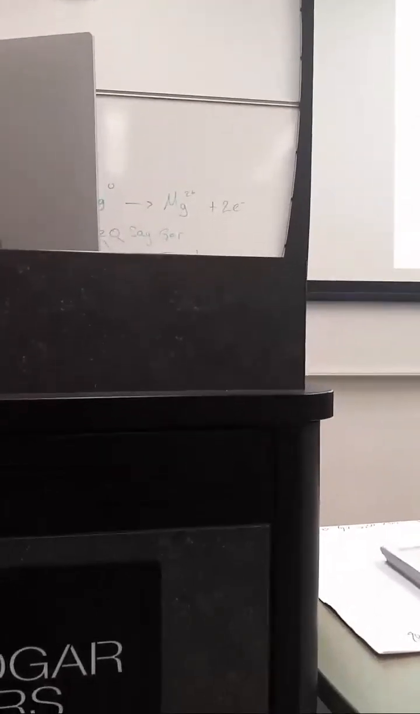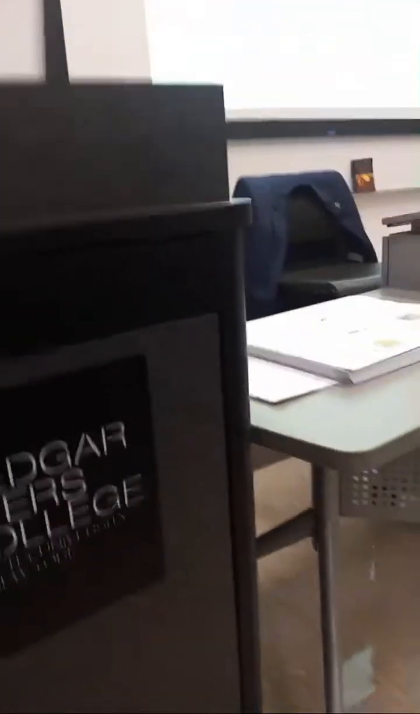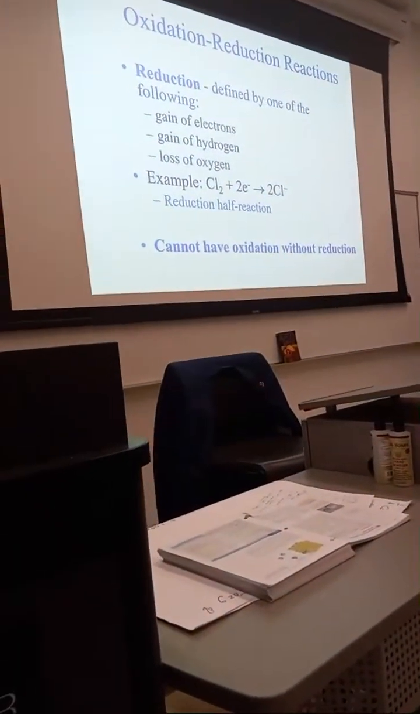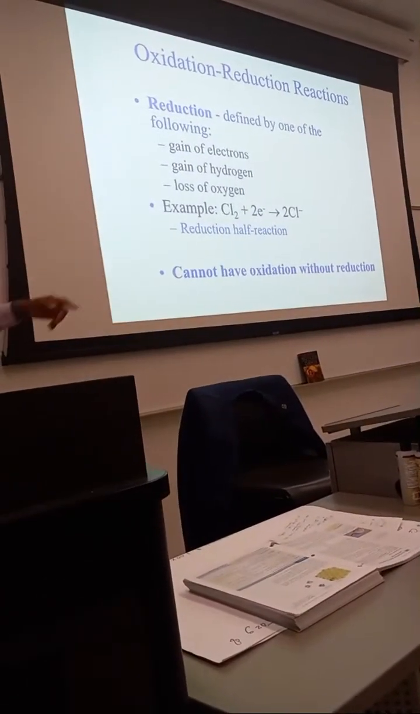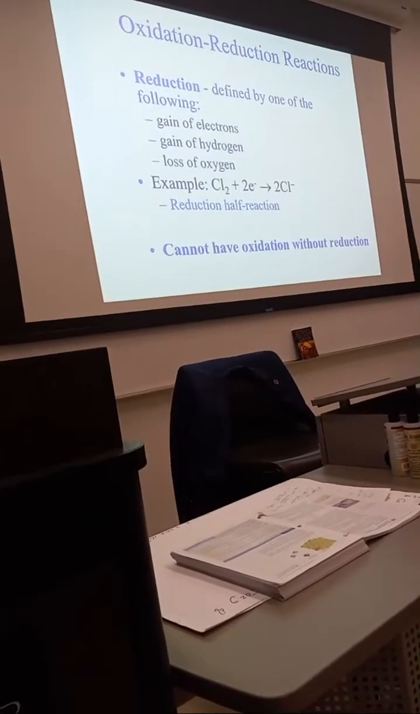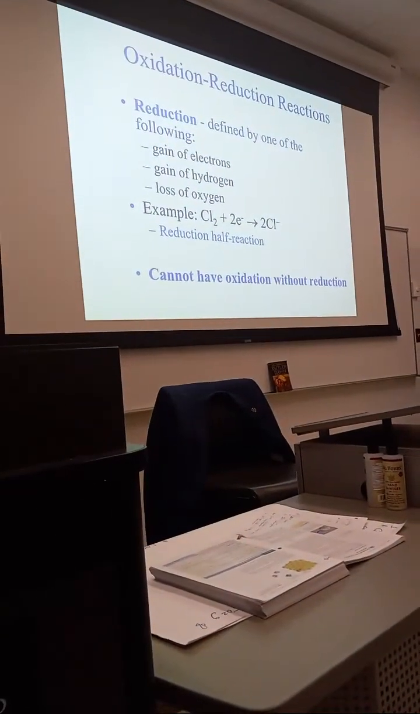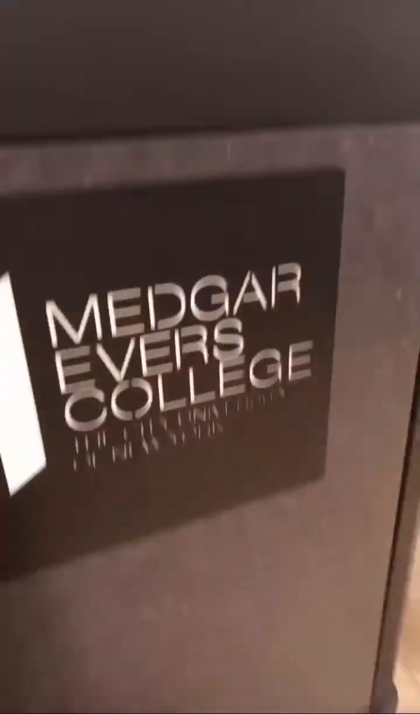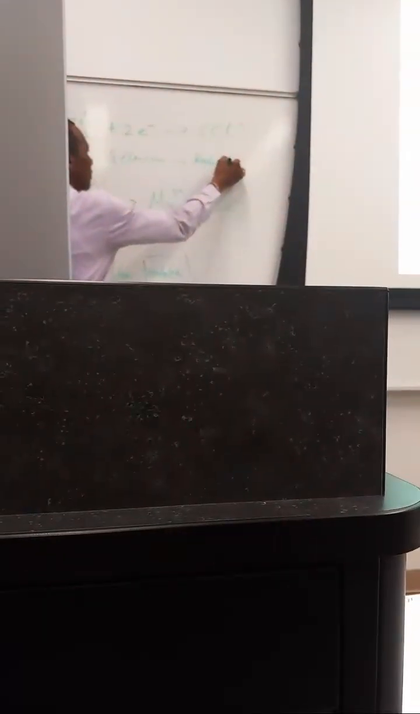It was oxidized. Okay? Now, for instance, look at chlorine. Cl2 plus 2 electrons. Well, we know when atoms take in electrons, they become negatively charged. So you now get 2 Cl minus. So it's a 1 minus charge. Here, gain of electrons goes to reduction, right?